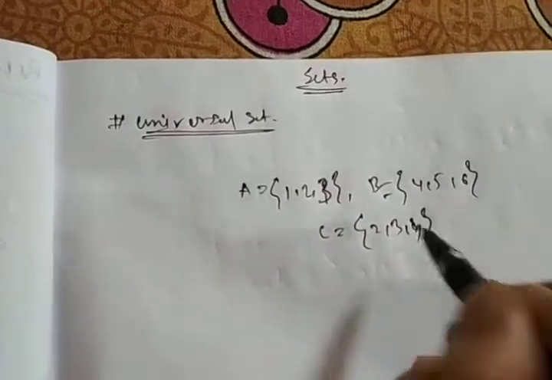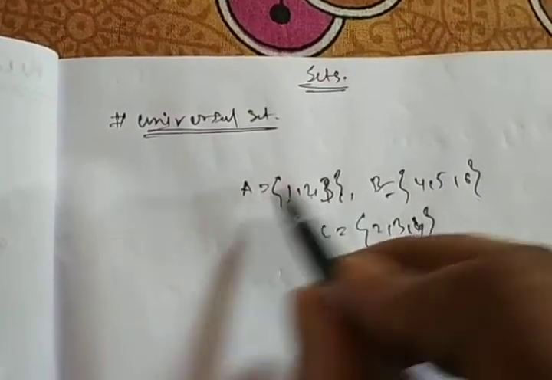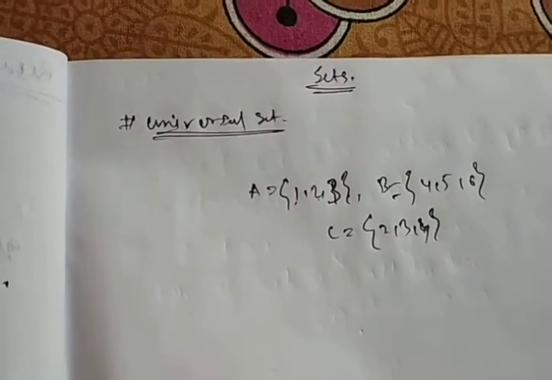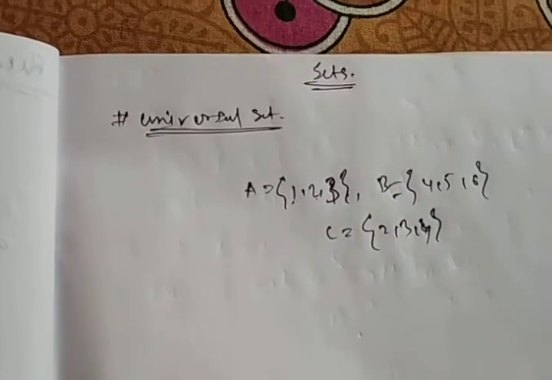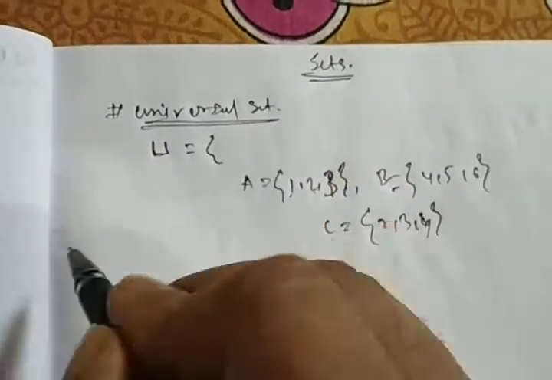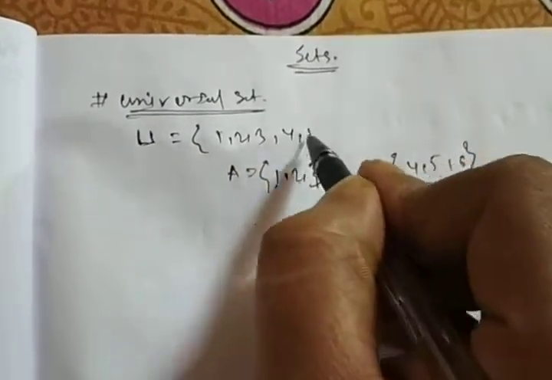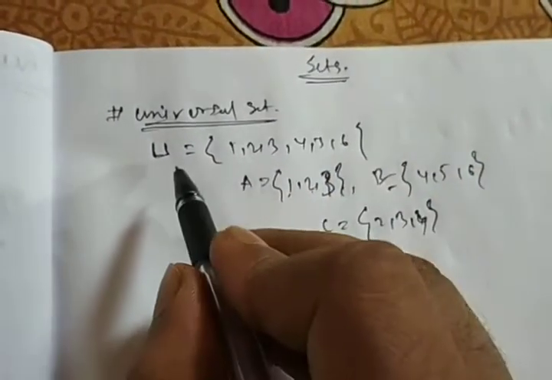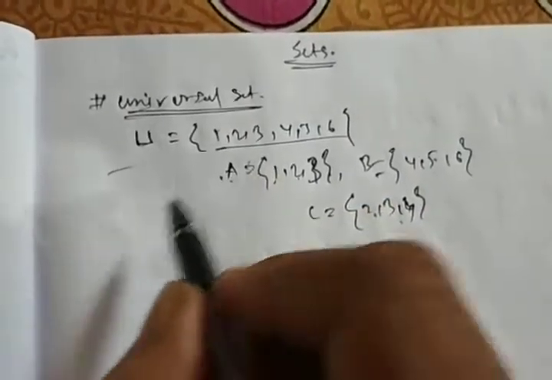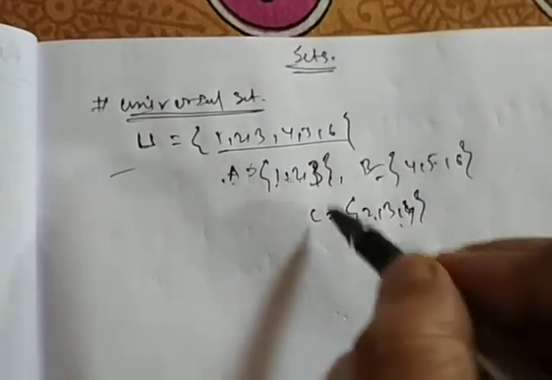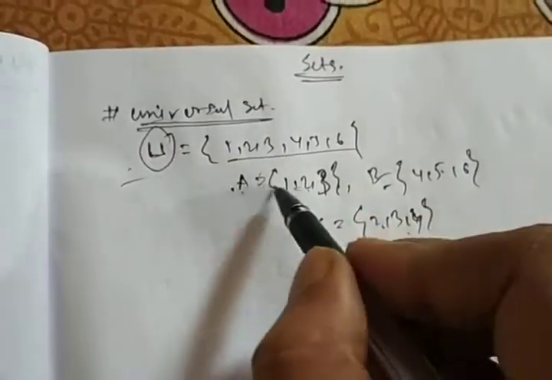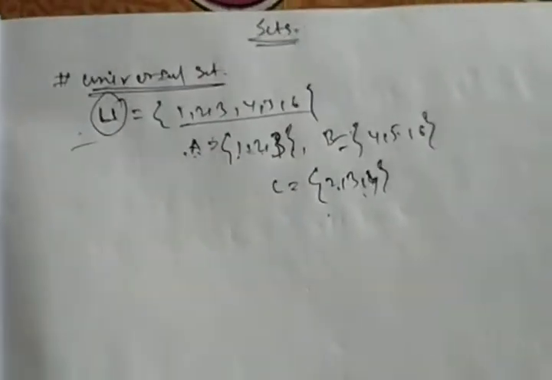The elements of A, B, C, that is 1, 2, 3, 4, 5, 6, come from some certain set, which can be taken in many different ways. We can take U as {1, 2, 3, 4, 5, 6}. For the sets A, B, C, the universal set will be U, because every element of A, B, C comes from this set U.